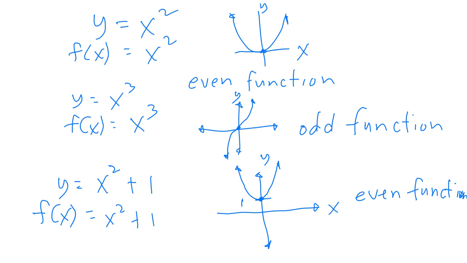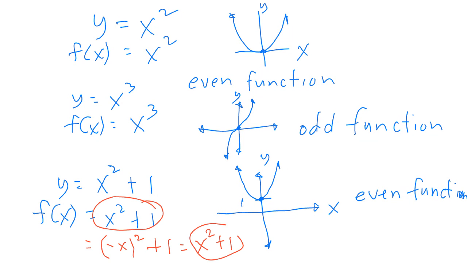You can also plug in the negative x there, and the equation doesn't change. So that was the rule. You plug in a negative x and then square that, plus 1. It gives you the same equation anyway. So that's exactly the same equation as this one. So that's an even function.